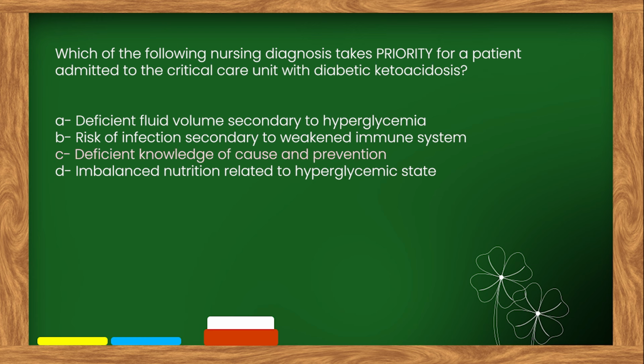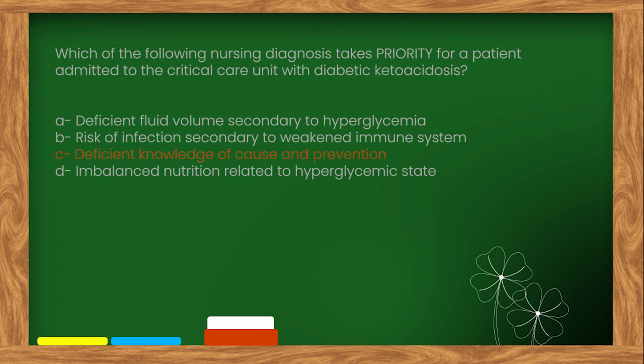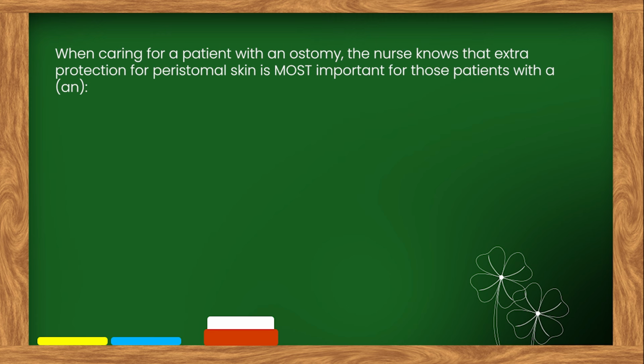The right answer is option C. Deficient knowledge of cause and prevention. Here is our next question.